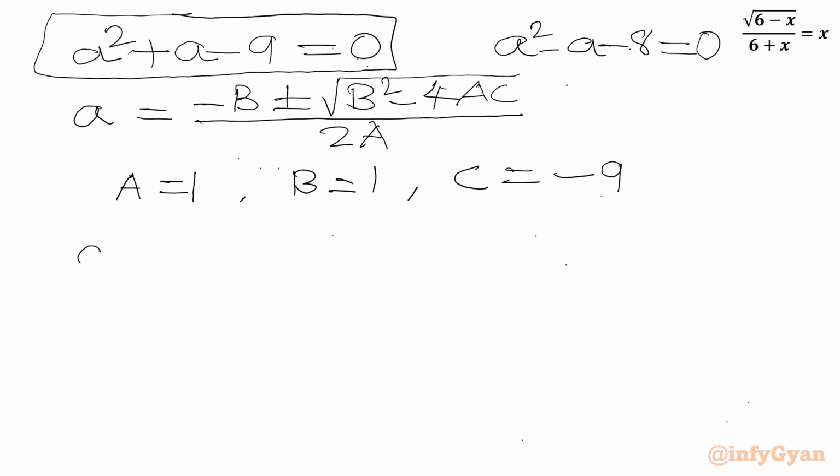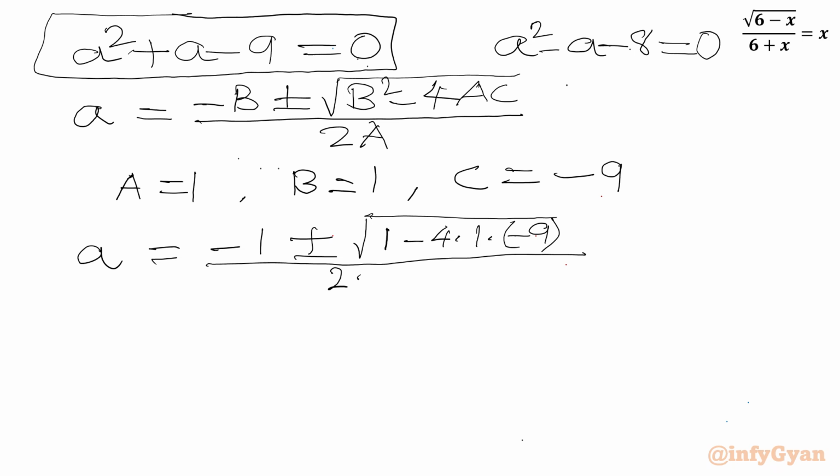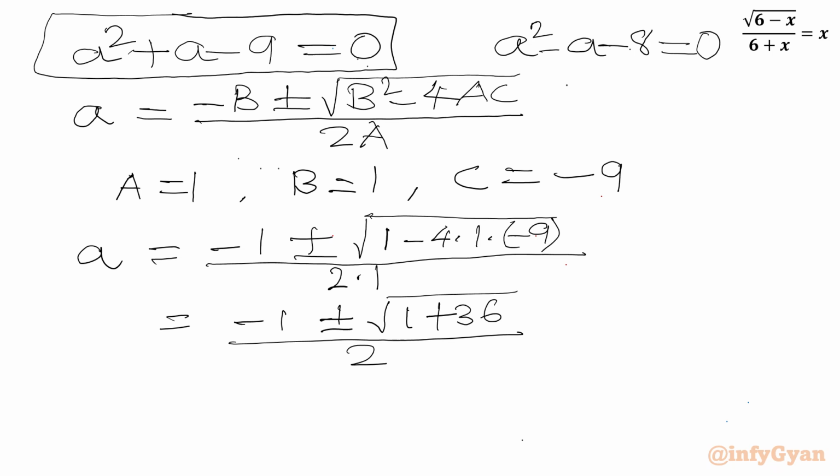So I will write here a will be equal to -1 plus minus square root of 1 square is 1 minus 4 times 1 times -9 over 2 times 1. So this will be equal to -1 plus minus square root 1 plus 36 over 2, or I can write a will be equal to -1 plus minus square root 37 over 2.